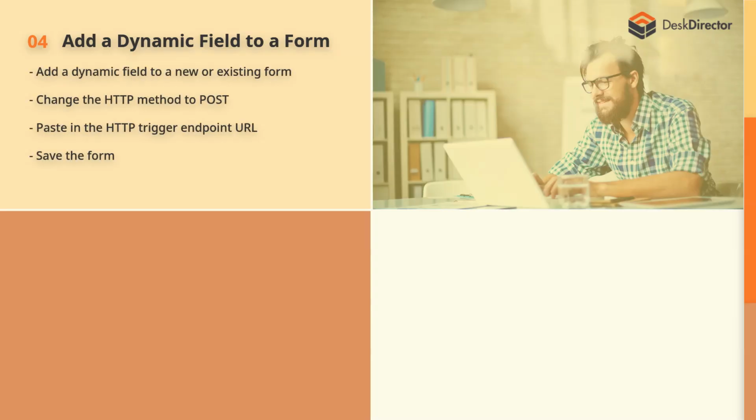Time to add a dynamic field to a form. In a new or existing form, create a new dynamic field. Change the HTTP method to POST. Paste the HTTP trigger endpoint from the previous step, and remember to remove the / first. Click Save before exiting. The next step is to create a request type.